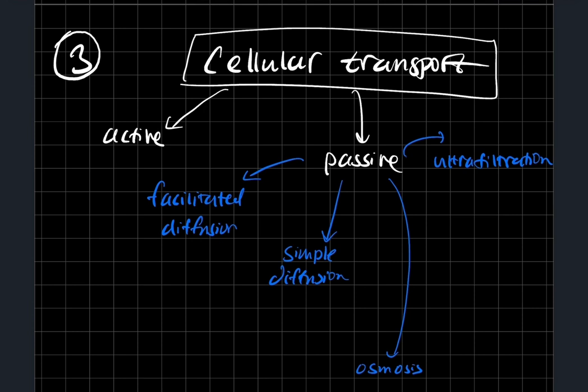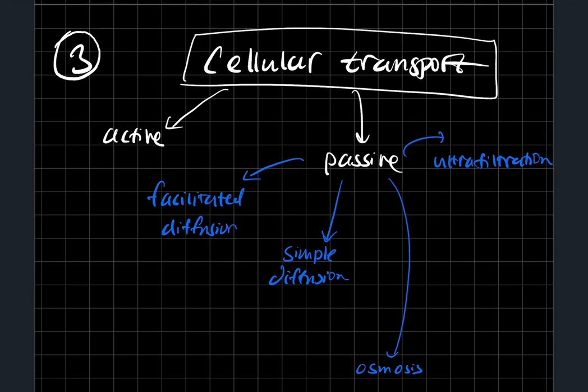So the third concept covers cellular transport, under which is active transport and passive transport. Now we're just going to breeze through it and mention some clinical scenarios as well as important facts. So active transport requires the usage of ATP and is against the concentration gradient, whereas passive transport does not require the usage of ATP and it is along the concentration gradient.